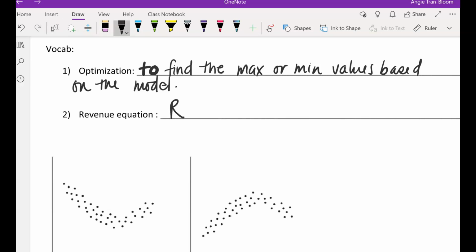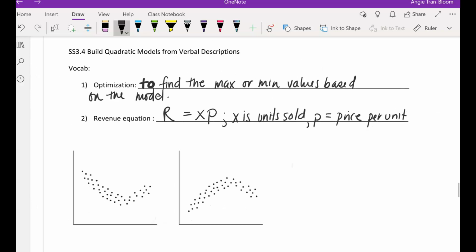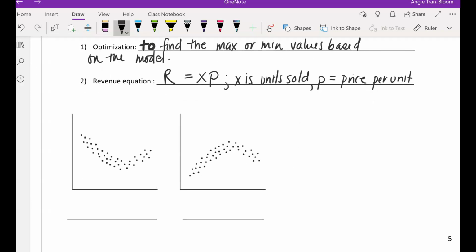Okay, so revenue equation. It will be given to you as R in your book equals X times P, okay? Now X is units sold, and P is going to be price per unit. All right. So these are the two models that you will see a lot in this unit, okay?